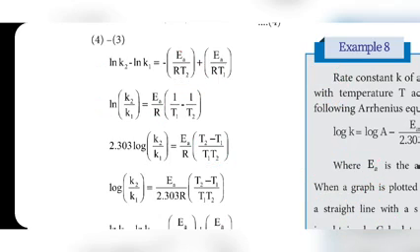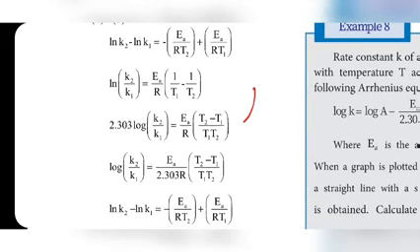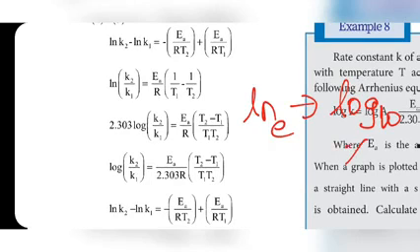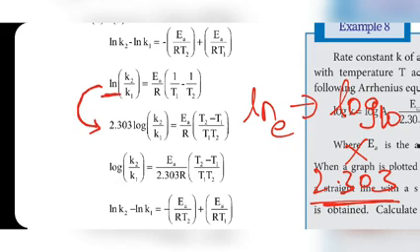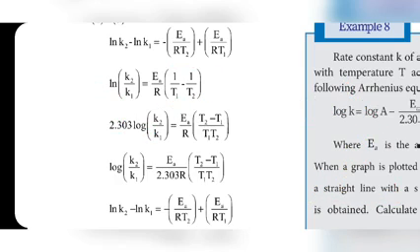For converting ln base e to log base 10, we should multiply by 2.303, this is also already known. So log k2 by k1 is equal to the same Ea by R, and cross multiplication gives T2 minus T1 divided by T1 T2.